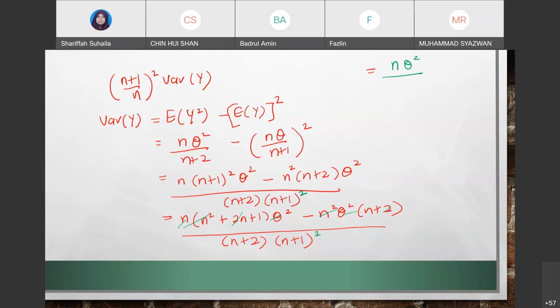Okay, what did you all get? Where is one? If we simplify, we still have the term theta square, and still have the term n plus 2, n plus 1 square. Right? So there is a term everywhere. Can you double check? Okay, is that one right? Variance y? Did you get the same answer as mine?